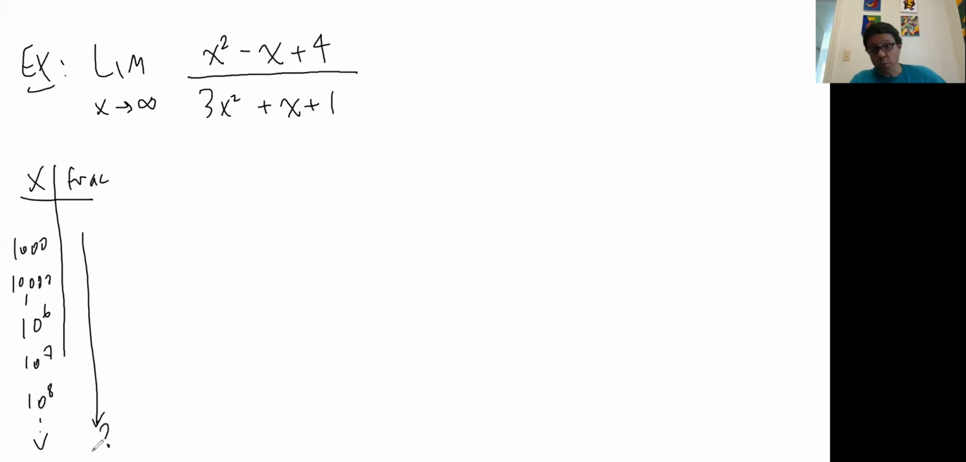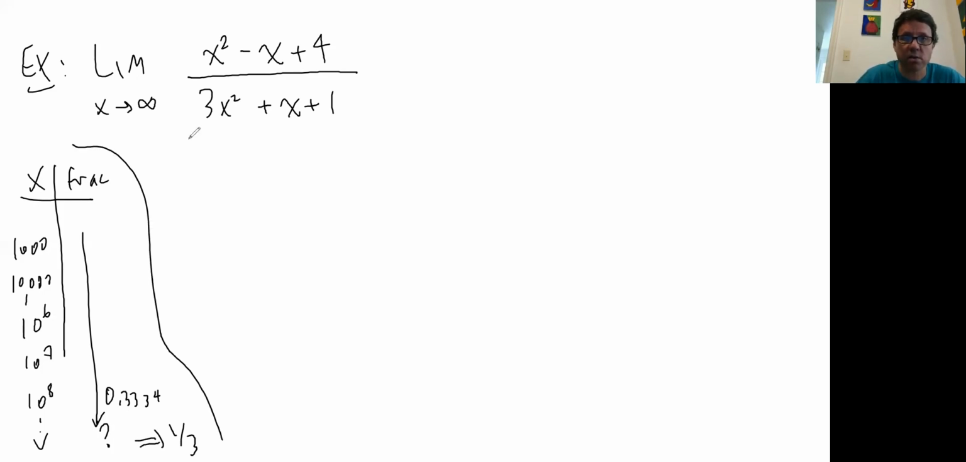And you can plug it in, and when you do, you're going to get numbers like 0.3334, maybe, for example, and then the next one might be 0.33333332. And so you work this out, and it really looks like it's going to 0.33333333 repeating, which is a third. And so if you did the table, that would be your guess here, that the answer would be a third, just by plugging in values, straight up.